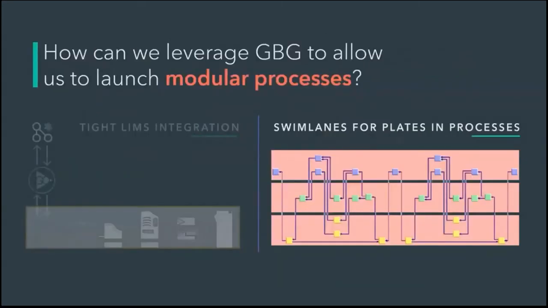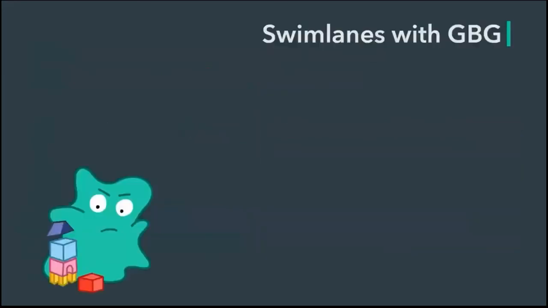But what about handling those variable process steps? Those steps that we want to either run conditionally or run in different orders. How does Green Button Go allow a plate to conditionally navigate the landscape of the process? One of the Green Button Go tools that we've used to handle modular and flexible processes is the use of swim lanes. What exactly is a swim lane?